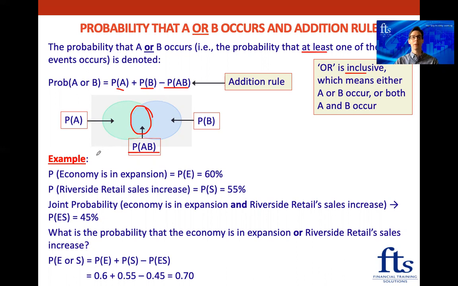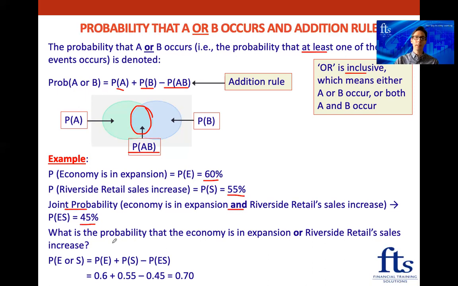So let's try this example here. The probability the economy is in expansion, they tell us, is 60%. And the probability that the sales increase is 55%. So now the joint probability we worked out on the previous slide, that was the probability the economy is in expansion and their sales increase. That was the 45% from the previous class.